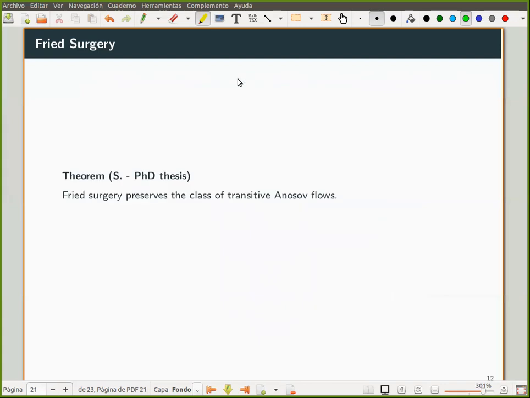It is not obvious, the answer, but the answer is yes if we are in the class of transitive Anosov flows. So for the case of transitive Anosov flows, we start with such a flow, we make Fried surgeries, and we obtain transitive Anosov flows.